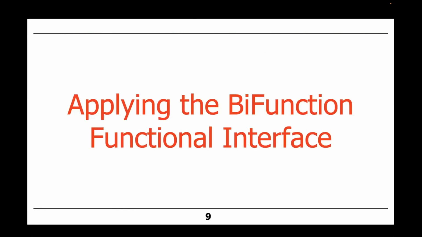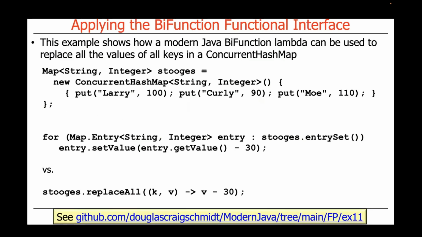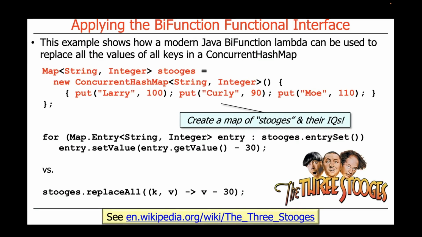Let's see how we can apply the BiFunction functional interface. So once again, we're going to come back to our running example of the Three Stooges, and we're going to use the stooge IQs with their names, and we're going to store that in a ConcurrentHashMap. And then we're going to do a couple of interesting things here. So first thing we do is we create a map of the stooges and their purported IQs. Once again, this is just meant in jest. The stooges were actually quite clever comedians who made a lot of money playing idiots in a vaudeville act. So we're going to give Larry an IQ of 100, Curly an IQ of 90, and Moe an IQ of 110 because he was always the smartest of the stooges.